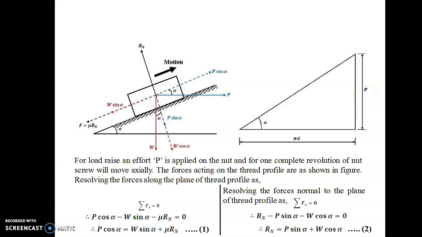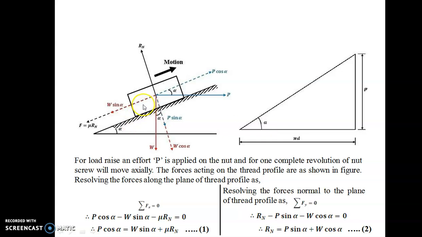So within one revolution of a screw, distance traveled by screw is equal to circumference, that is pi d, and linear distance, that is vertical distance traveled, will be equal to lead. L is equal to pitch, and angle of a helix is alpha.